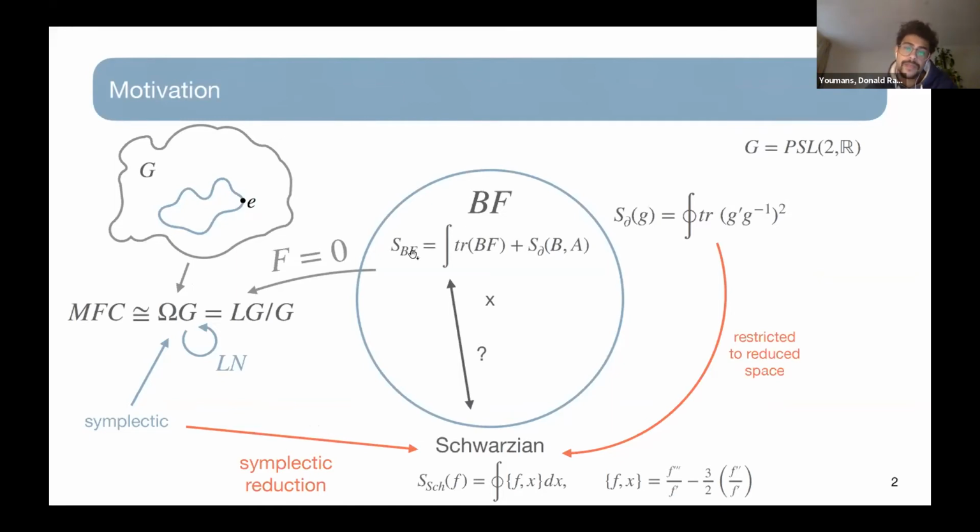And so the BF theory, through this symplectic reduction procedure of the moduli space, the configuration space which we have to integrate over in the path integral, gives us the Schwarzian action. In this way, this is a geometric viewpoint, purely on the gauge theory part.